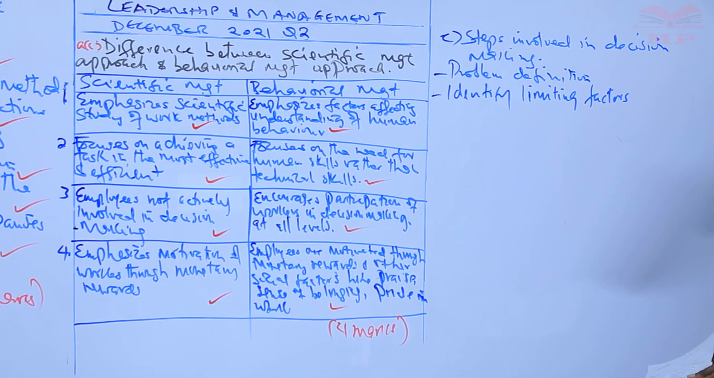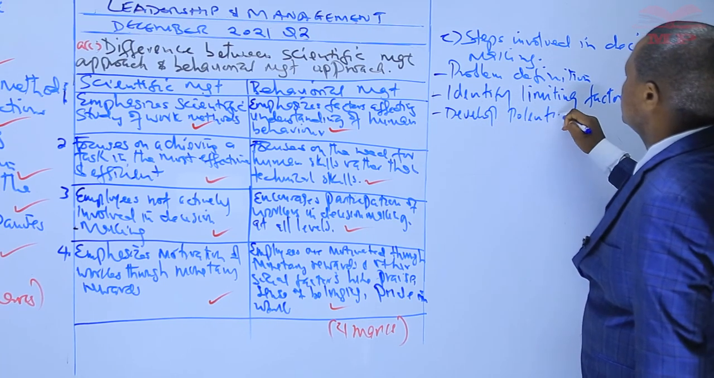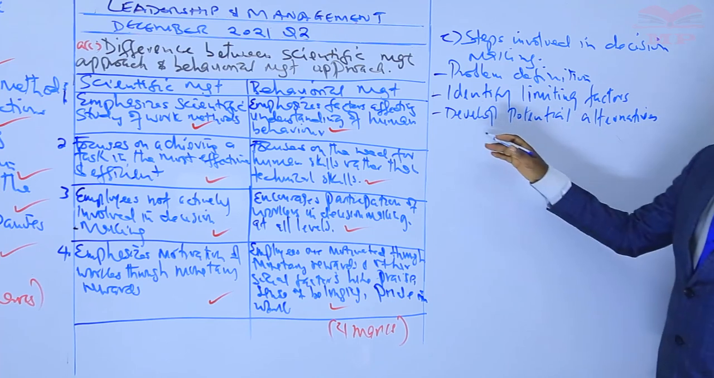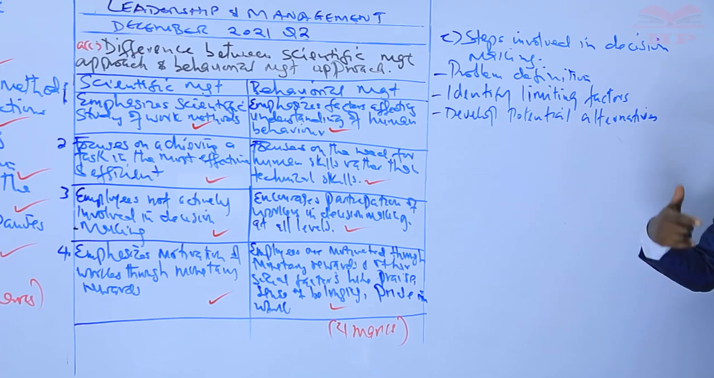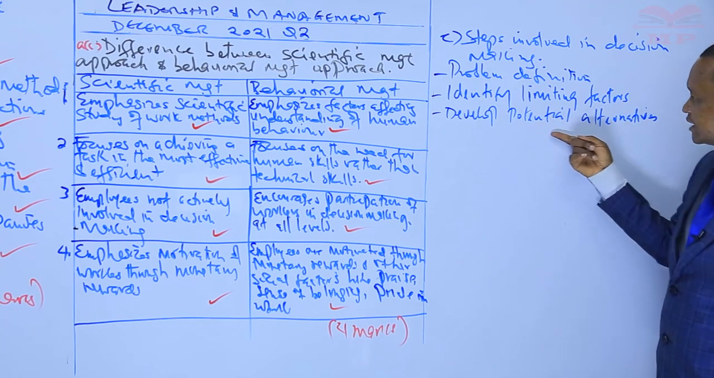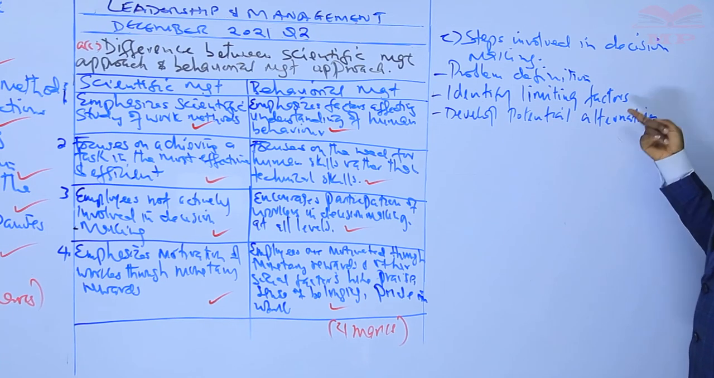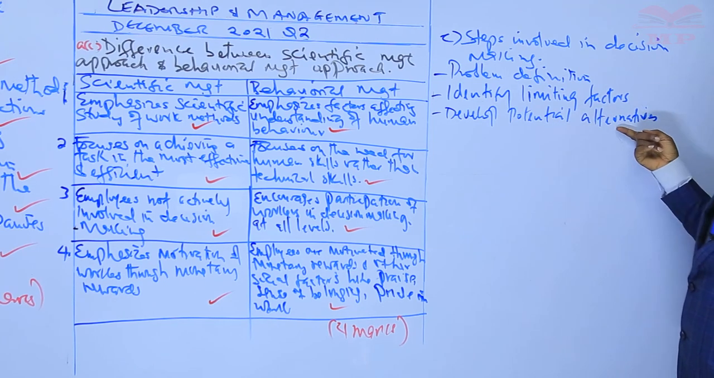Now, once the problem has been identified and limiting factors are put down, the managers can develop potential alternatives. Time pressures frequently call a manager to move forward after considering only the first or the most obvious alternative or answer. Potential alternatives are alternative solutions. I'm saying there are times that a manager may not have time, because time here could be one of the limiting factors. The manager may not have enough time to consider many answers to the problem.